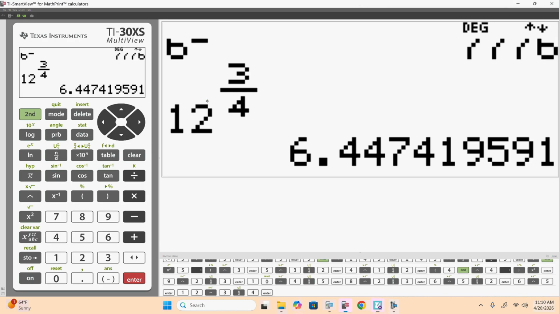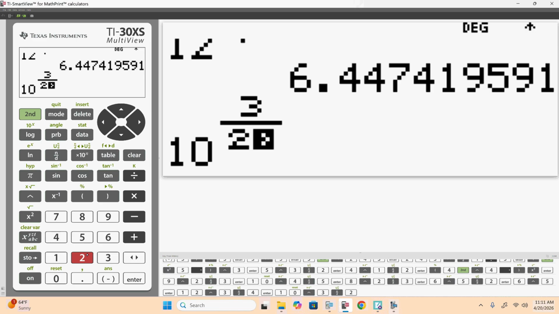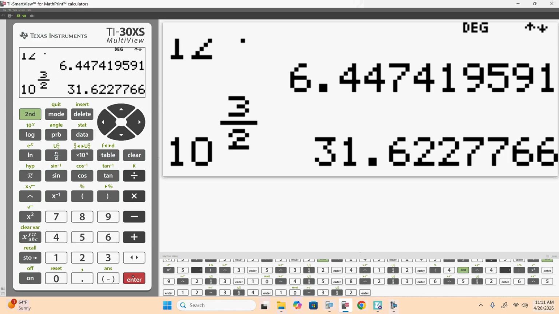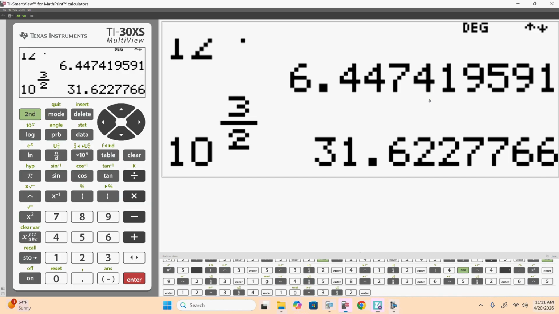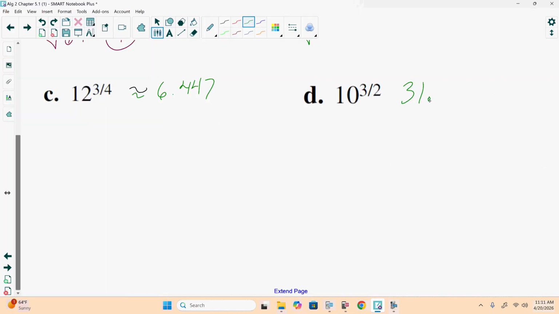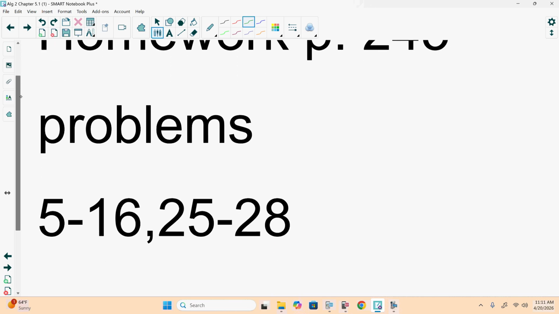Ten to the 3/2. We should expect this number to be what? Bigger. 3/2, 1.5. So it is indeed bigger. 31.623. Questions on what we've done here? Question on anything we've done so far? That's it.